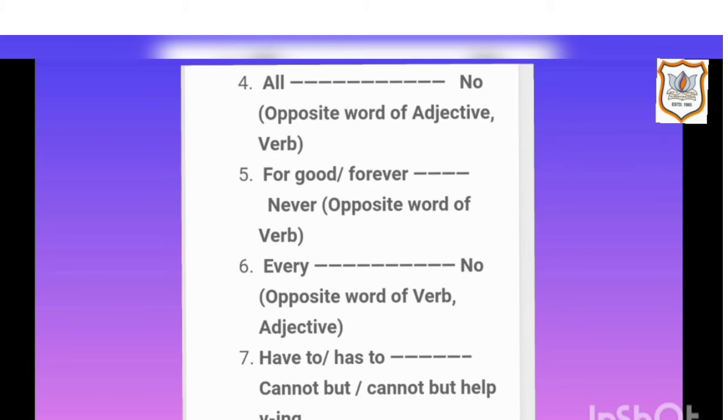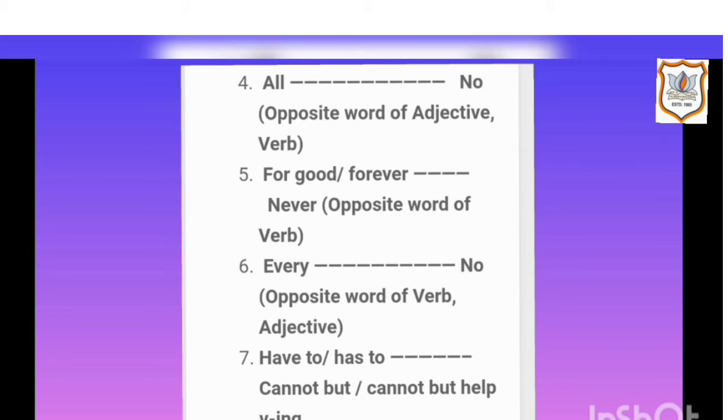Okay, the fifth rule is for good or forever. If it is used in an affirmative sentence, we will change it to never to make it a negative sentence, and along with that we will use the opposite word of the verb given in the sentence. For example, I have left the village forever. So we'll change it like I will never come to the village again.